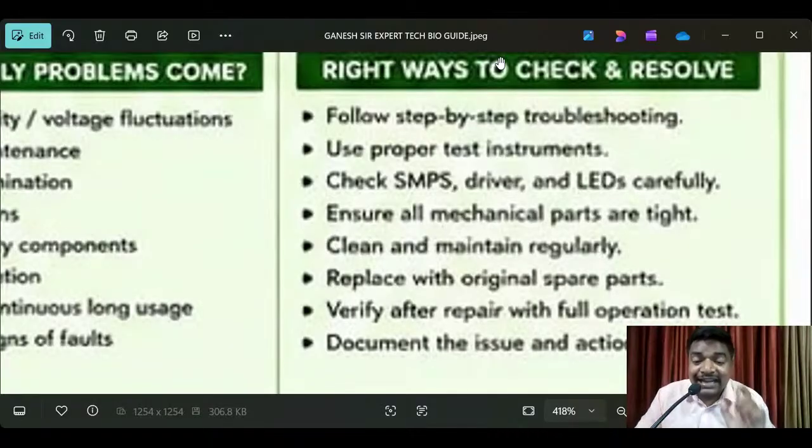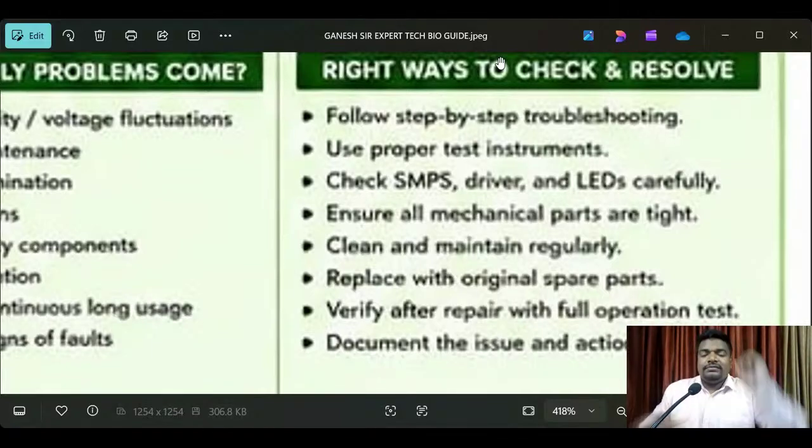Because of these are the challenging points. Nobody tells you, because these are the basic competitive skills. Understand? Depending on this only you will get a high salary or a low salary. Then why are they saying this? But I will tell you. Right ways to check it and the results here.